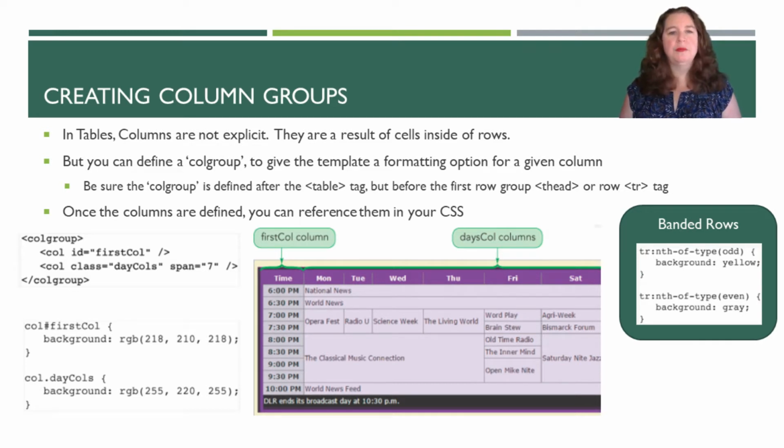Usually also after the caption, but before the first row group. So we can define a column group and then describe what its ID or class is and how many columns across it spans.